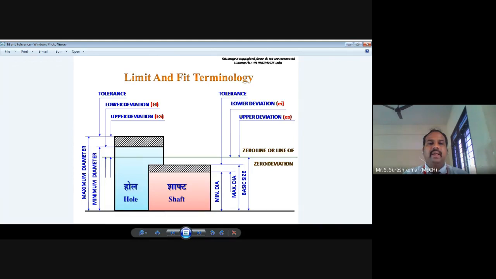So next we go for selection of fit. How do we select a fit? Hole basis system is the most commonly used system because, due to the fixed character of hole production tools, it is difficult to produce holes with odd sizes. Commonly used types of fits are given.